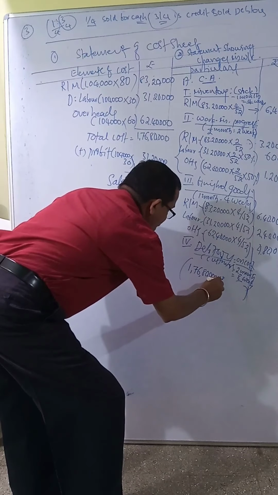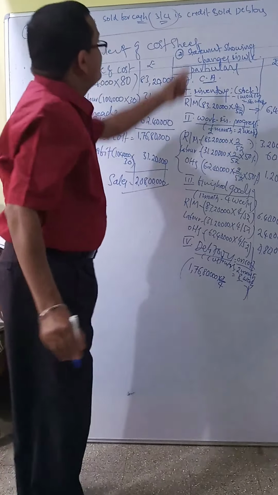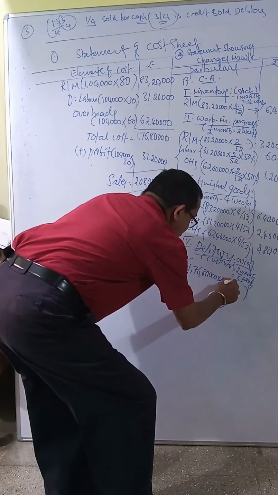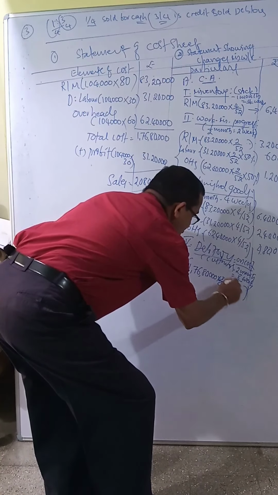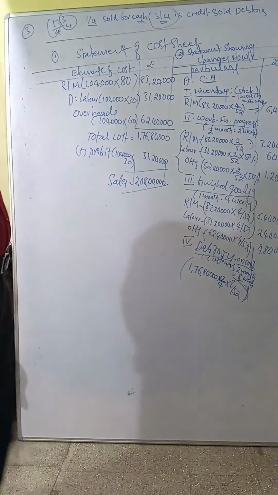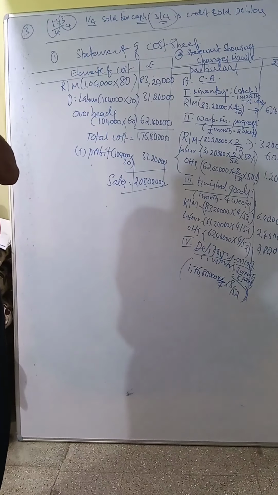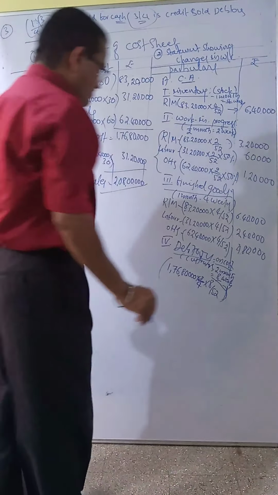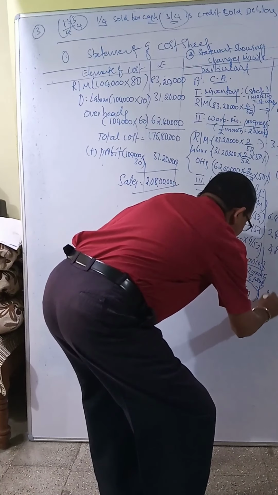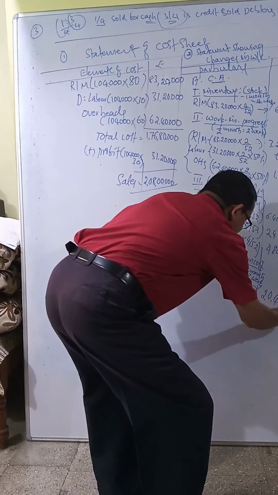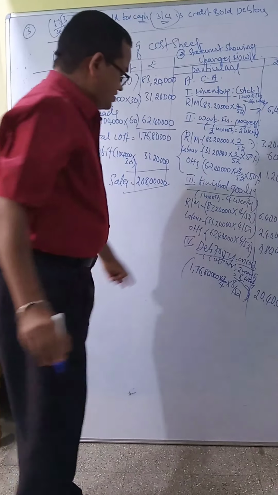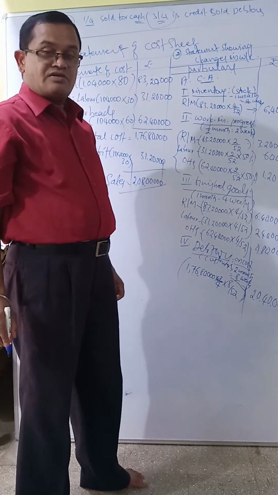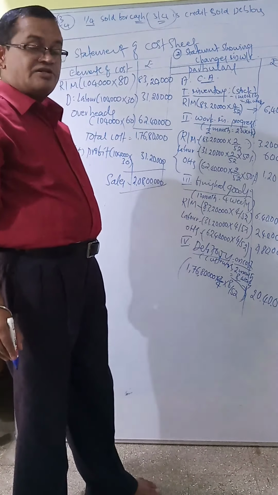Into 3/4, which was sold on credit. I told you sold on credit to debtors or customers, into 8 by 52 weeks. Out of 52 weeks, we want only 8 weeks. So you will get 20 lakh 40,000. Understand? Credit allowed to customers is given. They gave 2 months, which means 8 weeks.